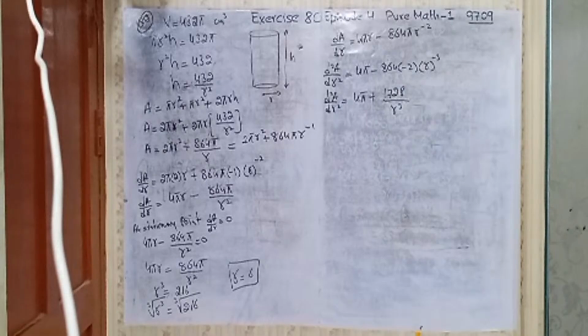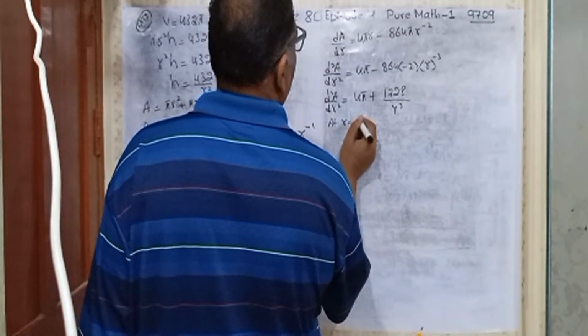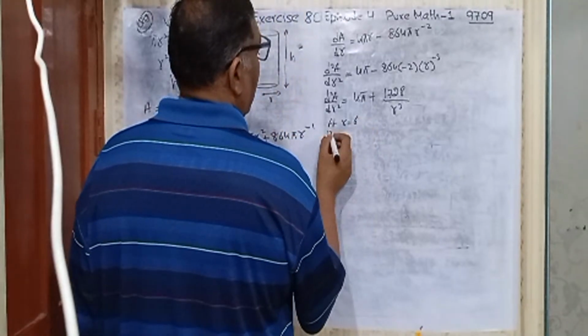On that basis, we will decide whether it's a maximum point or a minimum point. The value of r at the stationary point is 6. Okay, so at r equals 6, let's see what happens with this value of the second derivative.